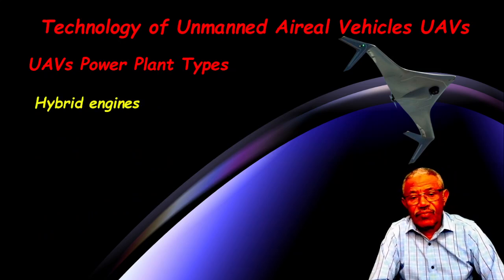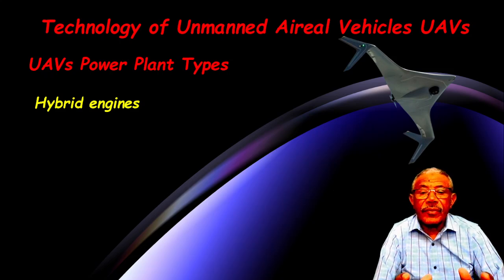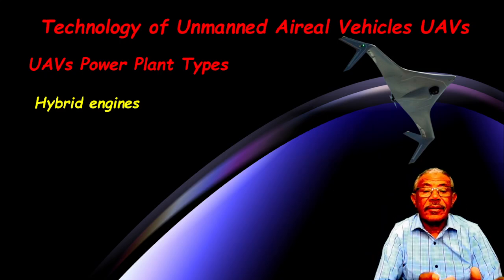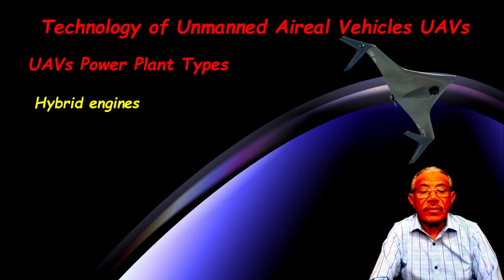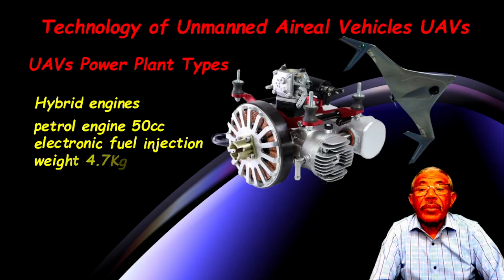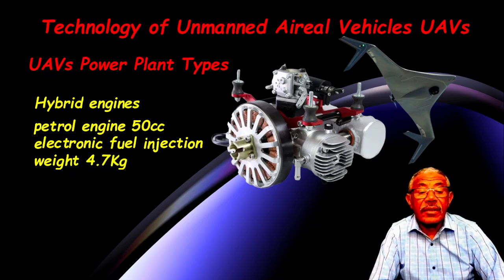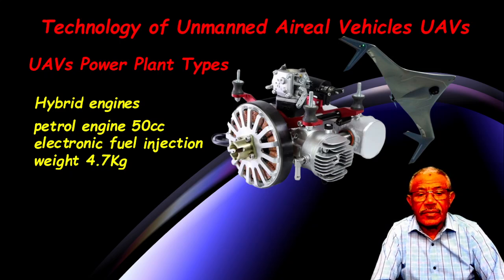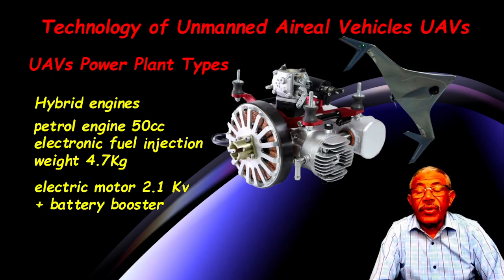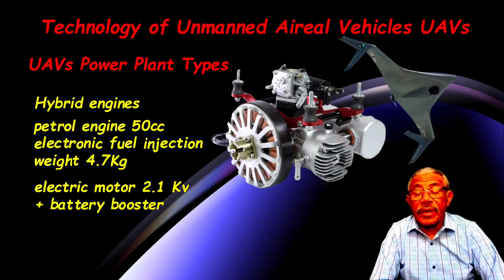Hybrid engines are composed of a petrol engine and an electrical motor. The petrol engine is 50 cc with electronic fuel injection, 4.7 kilowatts. The electric motor is 2.1 kilowatts, plus a battery as a booster.